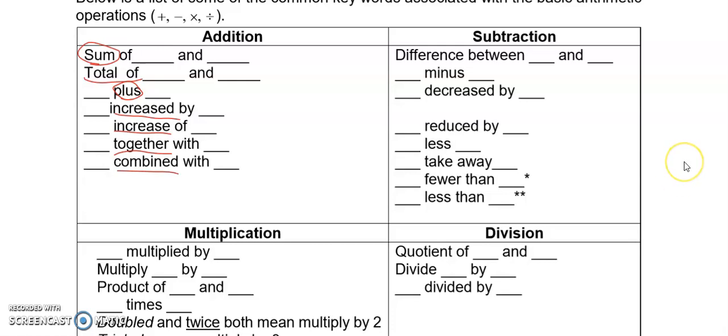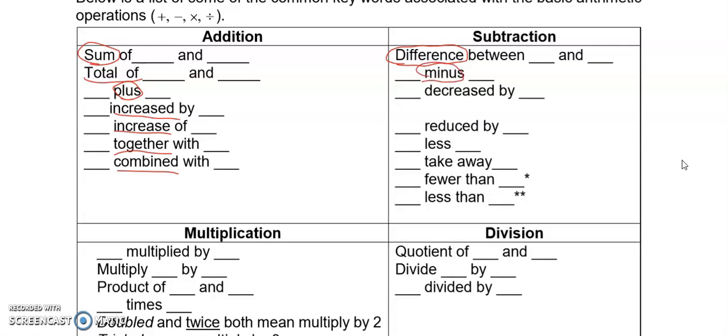Now, some words that mean subtraction. Let's have a look at some of these. Probably the biggest one is difference. The difference between blank and blank would mean a subtraction. For example, if you wanted to find the difference between two people's ages, you would find the older of the two people and subtract the age of the younger person. So that's definitely a difference, a subtraction.